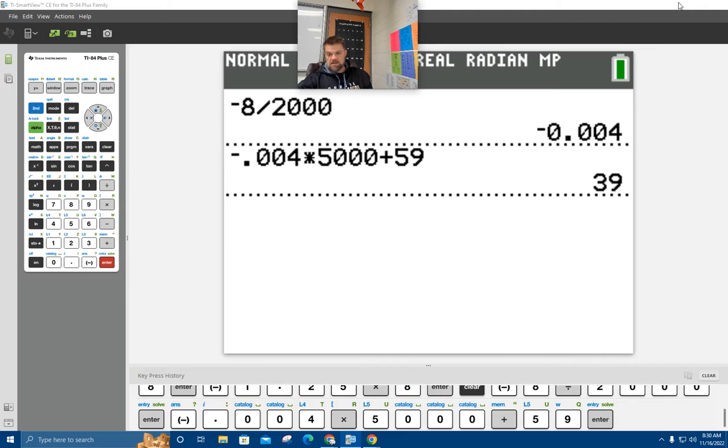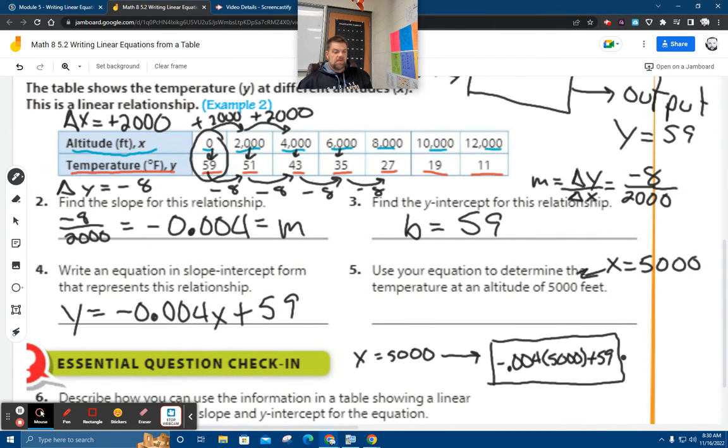So my output is y equals 39. Remember, y is the temperature, so it's 39 what? 39 degrees Fahrenheit. That's pretty easy.